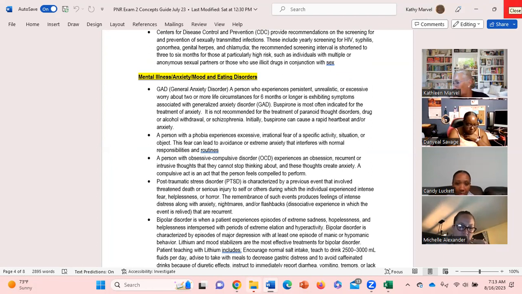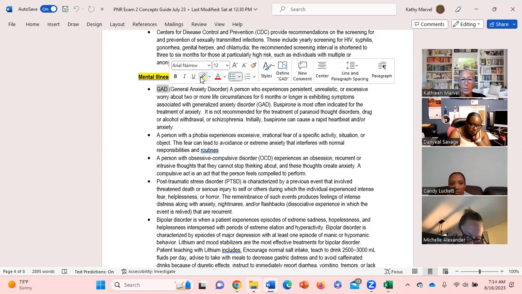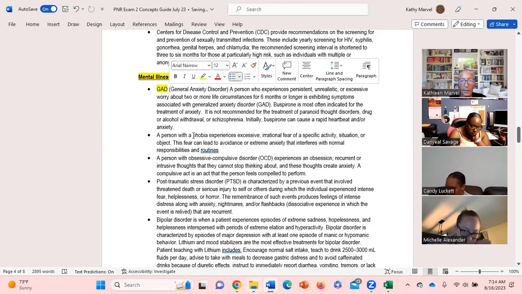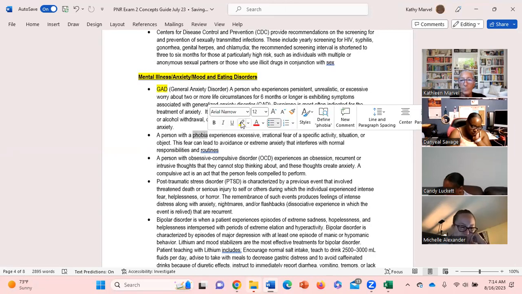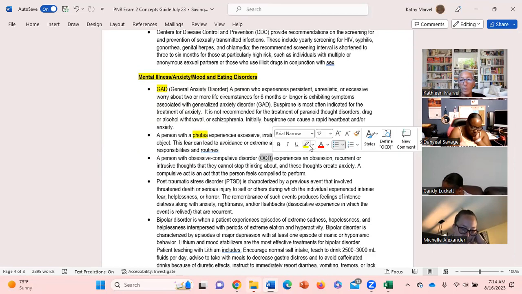Mental illness: anxiety, mood, eating disorders. There are several conditions you need to be aware of, you're going to get asked about. The first 5 or 6 bullets are those different disorders. First is general anxiety disorder. I'm just going to highlight general anxiety disorder, phobia, OCD. Each bullet represents a different one.